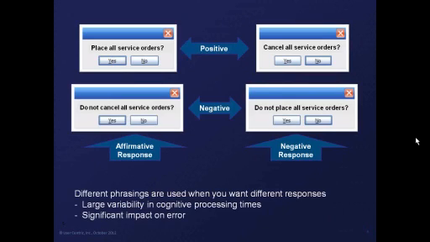So what does this tell us? Different phrasings are used when you want different responses. This represents large variability in cognitive processing times, and may have a significant impact on error. Okay.